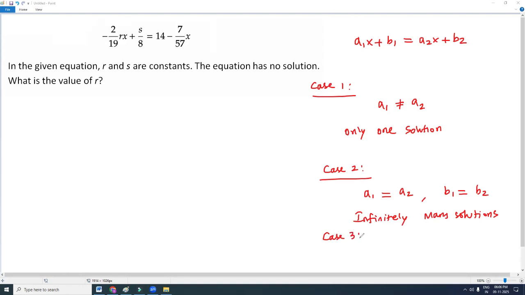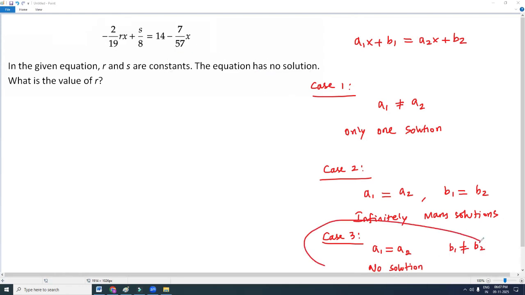Now let me consider case 3. Let me write over here. In this one also, I consider the coefficients of x on the left side and right side, and the constant terms on the left side and right side. Say the coefficients of x on both sides are equal, and the constant terms on both sides are not equal. In this case, we have to conclude no solution for the given linear equation in one variable.